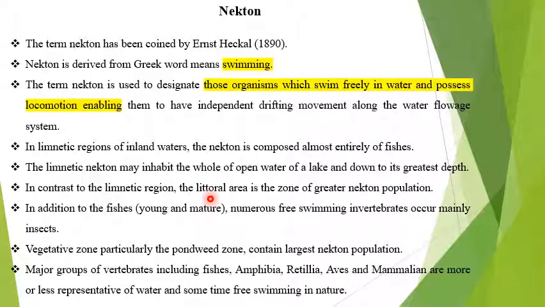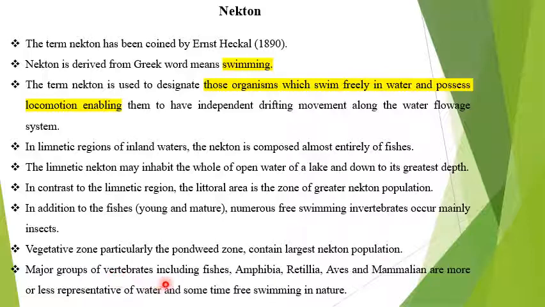The littoral zone has rooted vegetation, so it has optimum conditions for habitat and living, and therefore a great Nekton population. In addition to fish, young and mature, numerous free-swimming invertebrates occur, mainly insects, because they have swimming capacity, so they are also included in the Nekton. The vegetative zone, particularly the pondweed zone, contains the largest Nekton population, again because the ecological conditions are good.